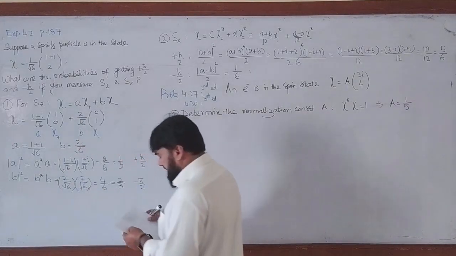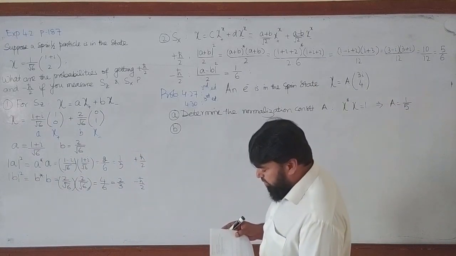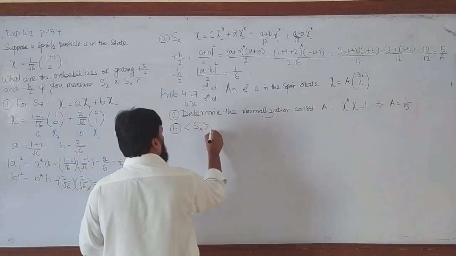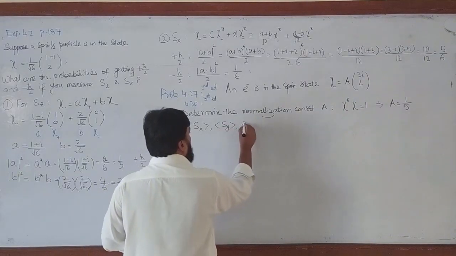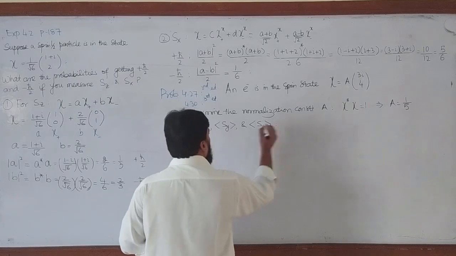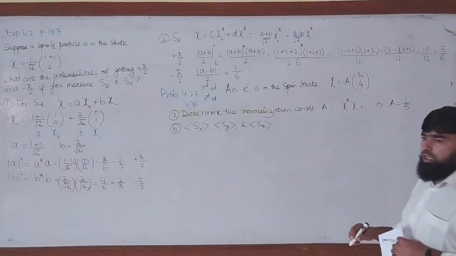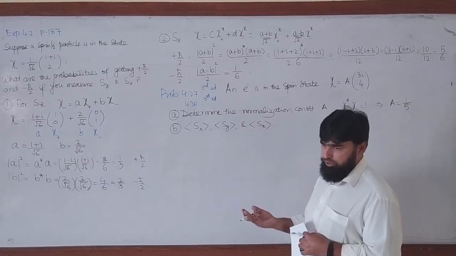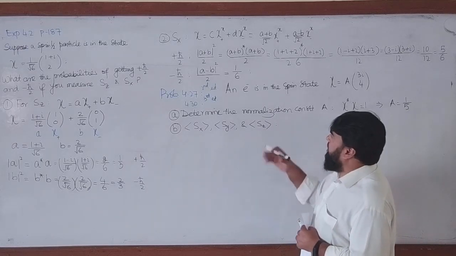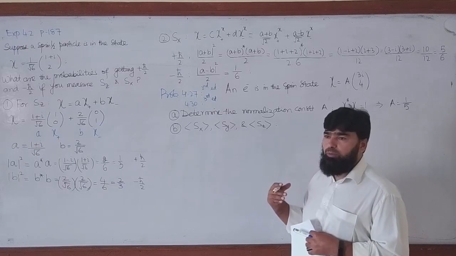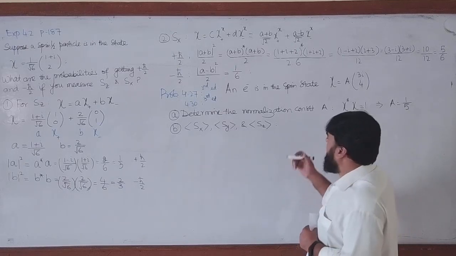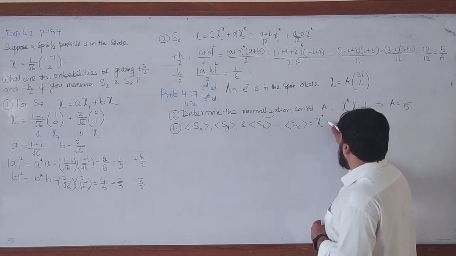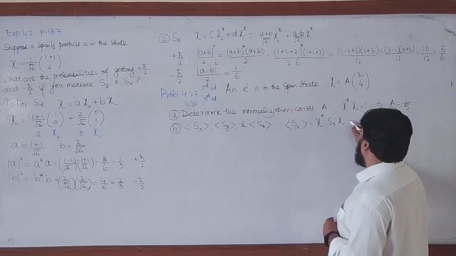Part B. Part B is saying find the expectation value of Sx, Sy and Sz. Can you find these expectation values? The expectation value is something you did in the case of integration for functions. Here we are not having functions. Here the observables are in the form of matrices. So the expectation value of Sx will be chi conjugate Sx and then chi.